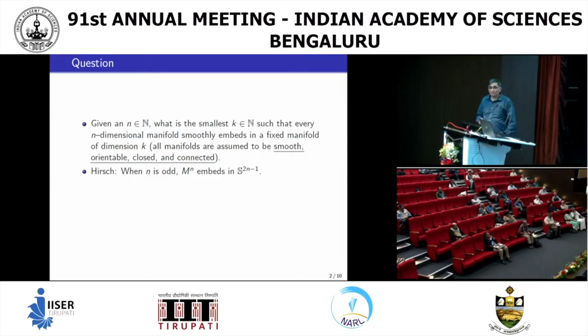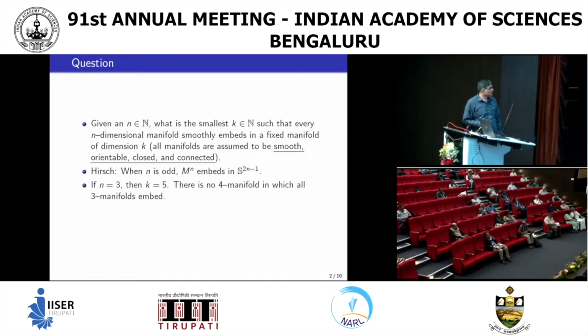So what we know is that when n is an odd number, then an n dimensional manifold always goes into a sphere of dimension 2n minus 1. This means that every three dimensional manifold, which are of real interest because we are living in a three dimensional world, would go inside a five dimensional sphere. And that is the best thing you can expect for the three dimensional case, because it is known that there is no four dimensional space in which all the three dimensional spaces embed.